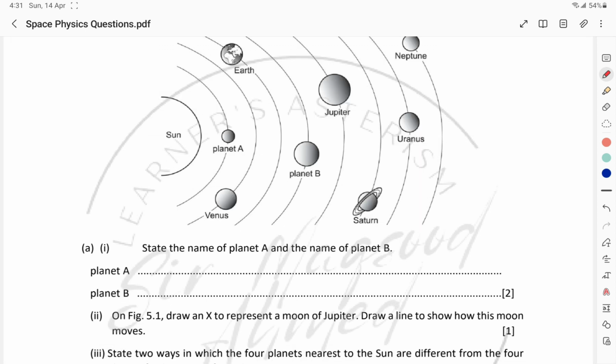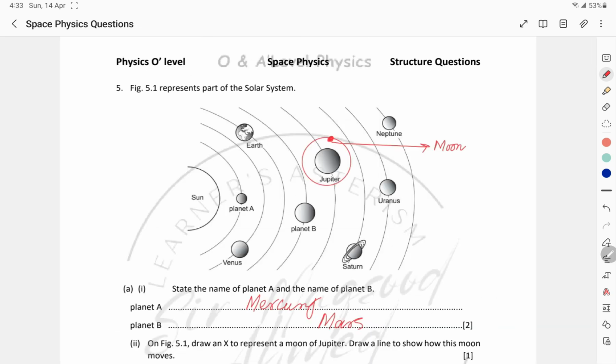Question number 5a, part 2. On figure 5.1, draw an X to represent a moon of Jupiter. Draw a line to show how this moon moves. Dear students, to solve this question, we will draw a circle around the planet Jupiter and show the position of the moon on this circle, because the moon orbits around the planet. So our answer is as shown.